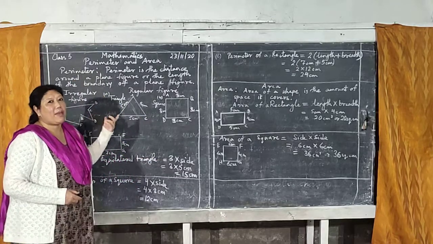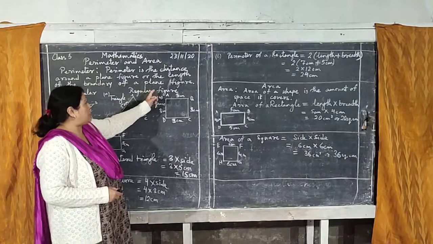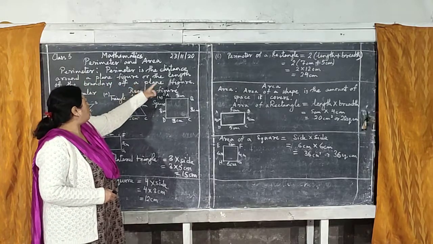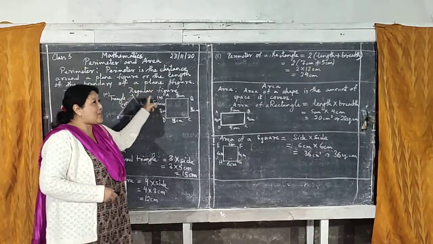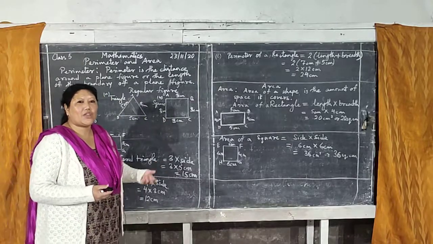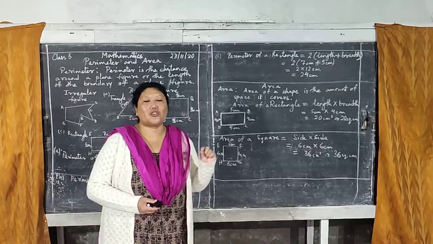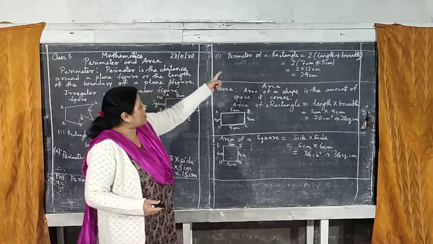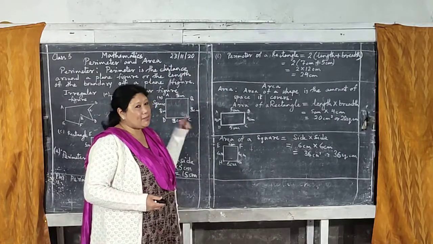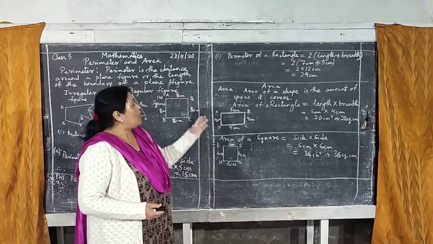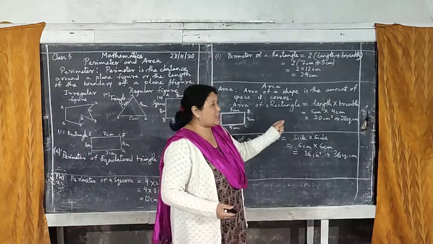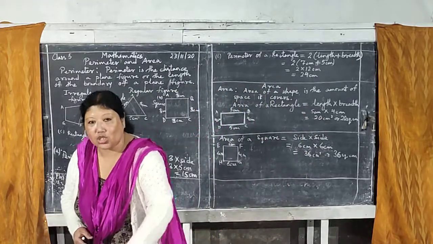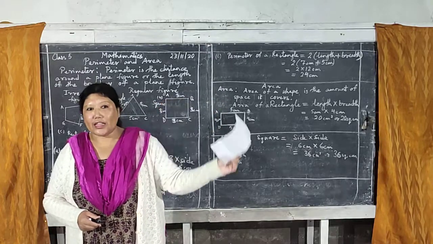See, perimeter is nothing. Let's read the definition first. Perimeter is the distance around a plane figure, or the length of the boundary of a plane figure. A plane figure does not have thickness or height, it just has length and breadth, like this blackboard, a rectangle. But if it has thickness, like this, it is not a plane figure. Like a paper, just a page, it does not have thickness.